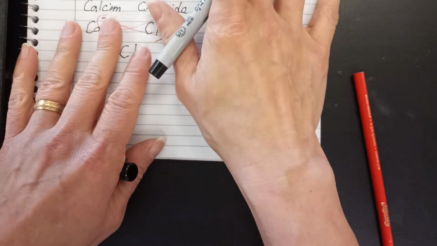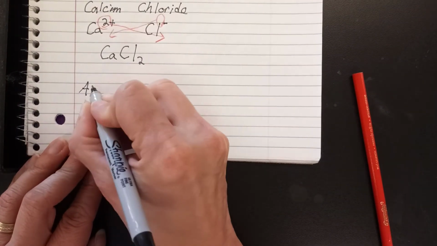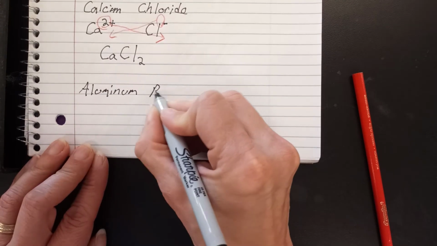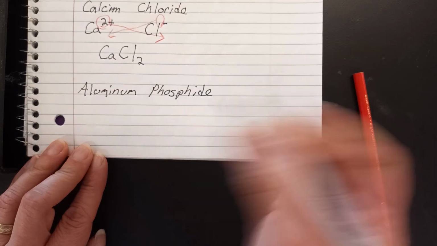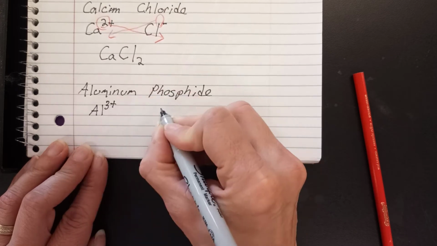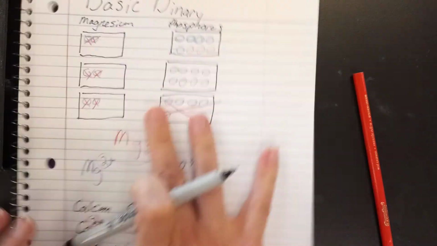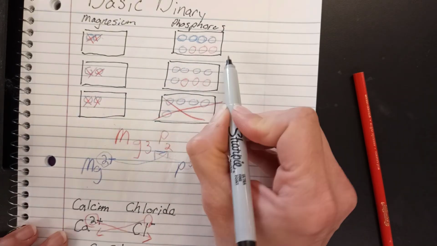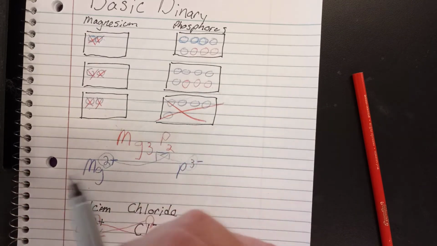Okay. Something similar would happen if, say, I had aluminum phosphide. Okay. I would have an Al3+ and a P3-. But if we went through this process right here and I had 1, 2, 3 to pass and 1, 2, 3 holes, I would only need 1. I'd take these 3 and pass them over here. I would need 1 of each.